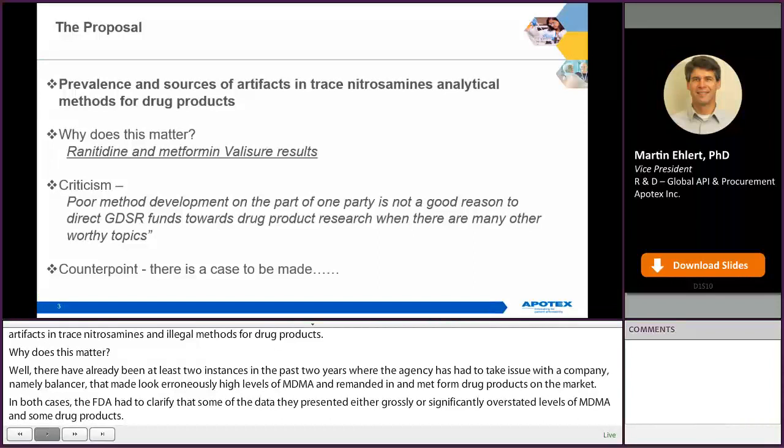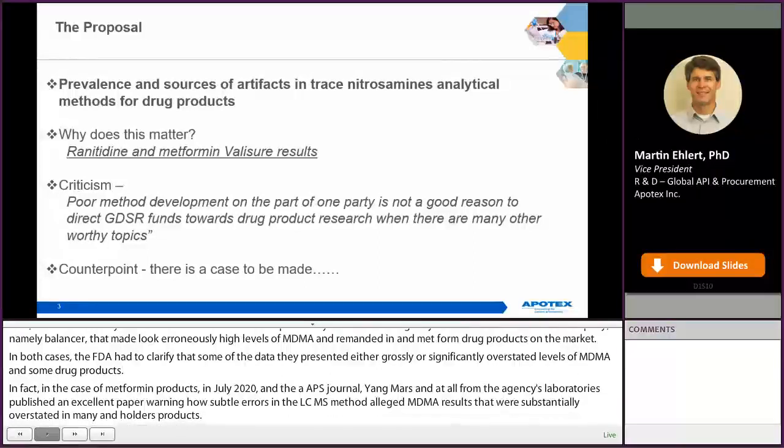I realize that a criticism of this point could be that poor method development on the part of one party is not a good reason to direct GDUFA funds towards drug product research when there are so many other worthy topics. So allow me a minute to make the case that an insidious problem might be lurking behind the analysis of nitrosamines in some drug products.